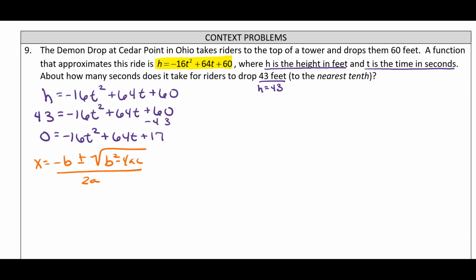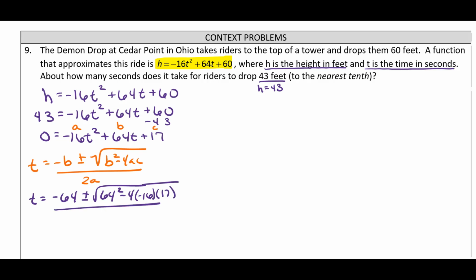Now, I'm using x, but really I should probably be using t because I'm solving for t. I want to know the time. So when I'm plugging this in, again, negative 16 is my a, 64 is my b, it's in front of the t, and the constant is c. So t equals negative 64 plus or minus the square root of 64 squared minus 4 times negative 16 times 17, all divided by 2 times negative 16.